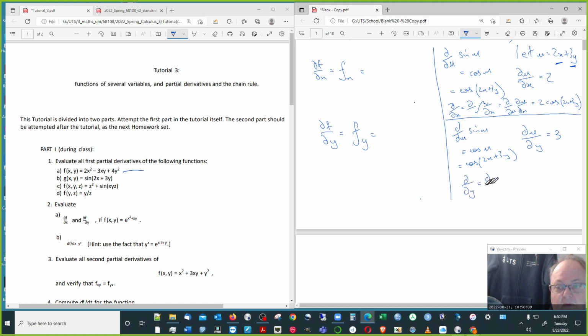We're still going to have it with respect to y, something else. So we go through u, and we get y, and so in this case we'll get 3 cos of everything else. So this one here is 2 cos 2x plus 3y, and this one's 3 cos 2x plus 3y.